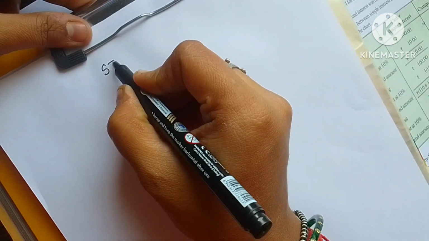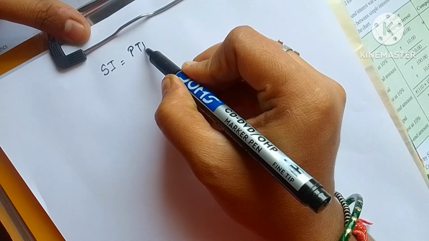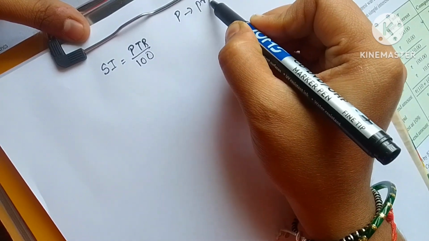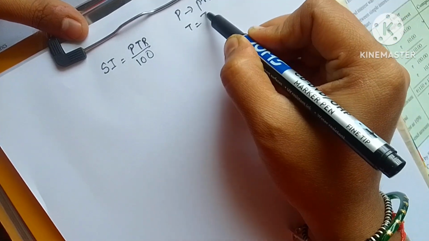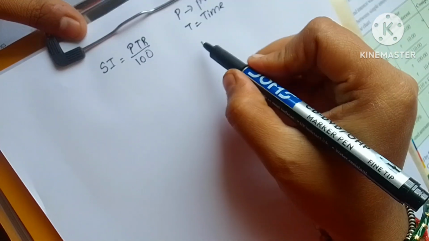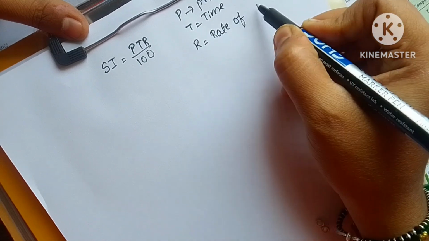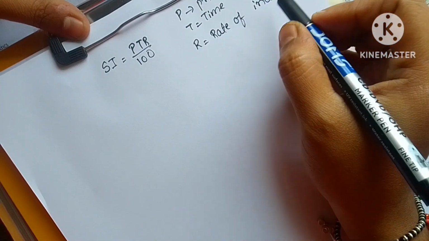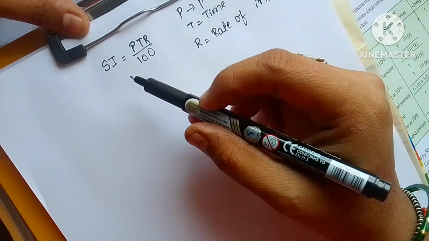For simple interest, how can we calculate it by using the formula PTR by 100? Here P is the principal, T is the time, how much time we have been given, like 1 year, 2 years, 3 years, and R is the rate of interest. Rate of interest means how much they have given for interest, 1%, 2%, 3%. Like that we will calculate the simple interest.